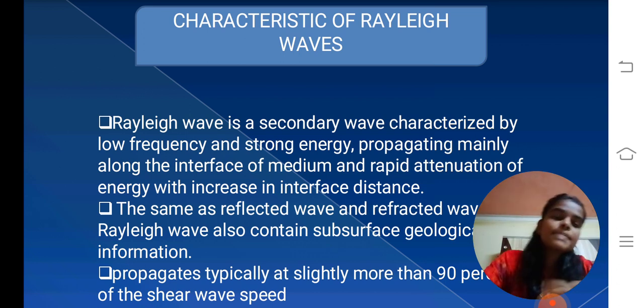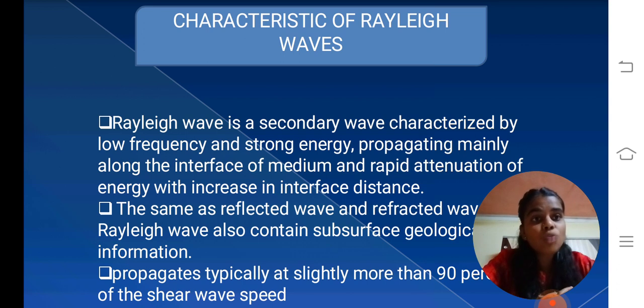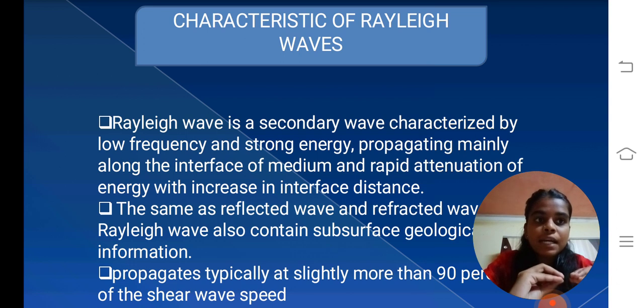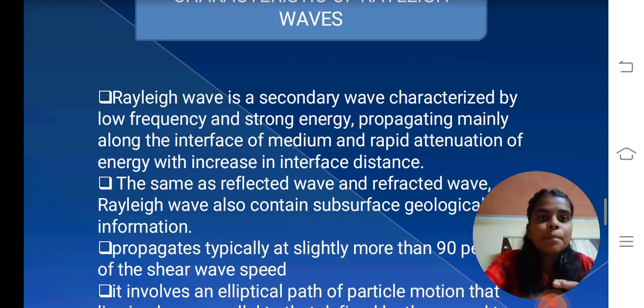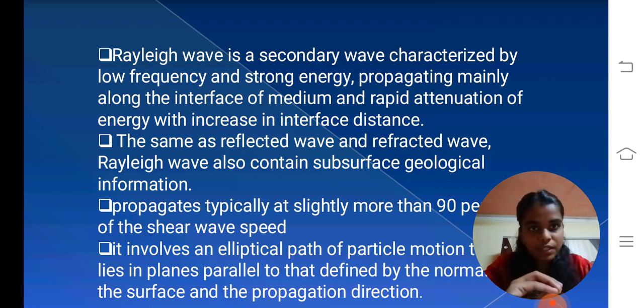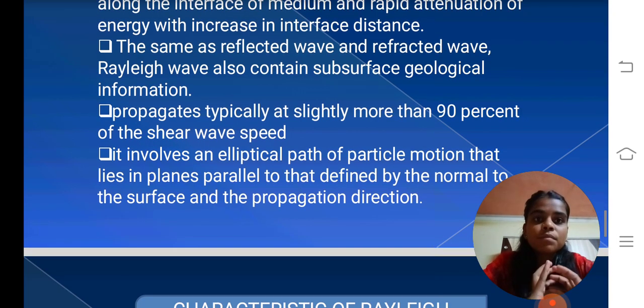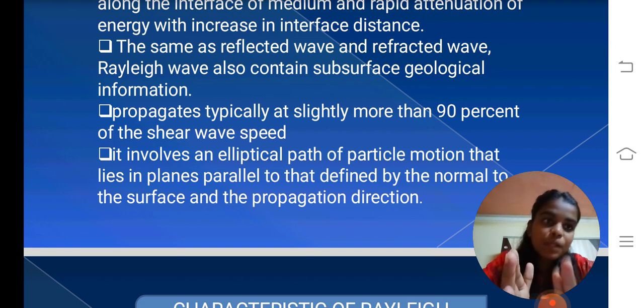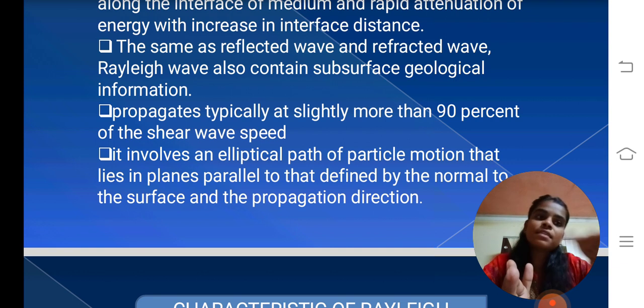Rayleigh waves are characterized by a low frequency and strong energy, propagating mainly along the interface of medium, with rapid attenuation of energy with increase in interface distance. Like reflected waves and refracted waves, Rayleigh waves also contain subsurface geological information. They propagate typically at slightly more than 90% of the shear wave speed. As I told, shear waves are similar to the Love waves, and the speed is slower than the shear waves.